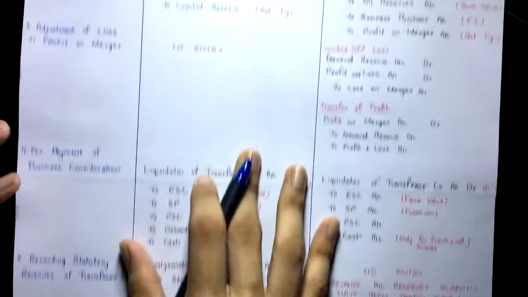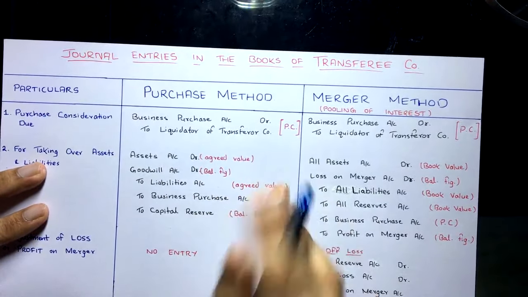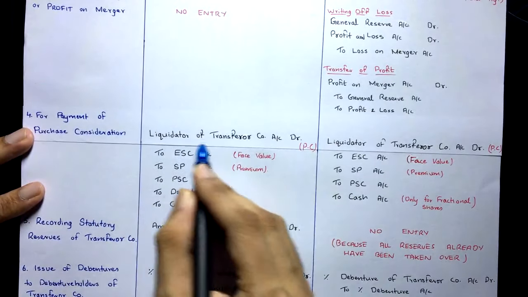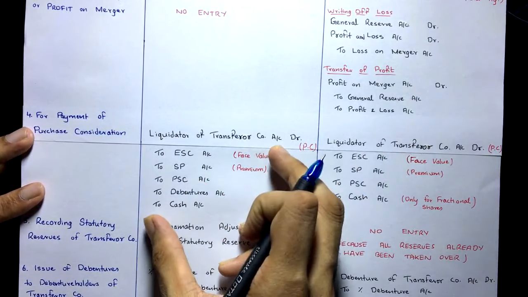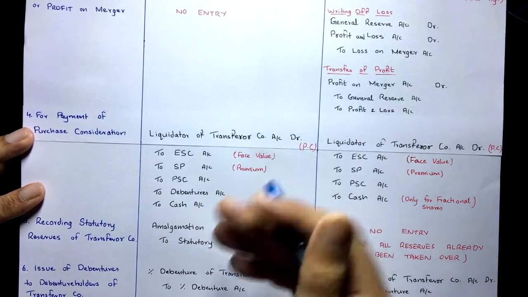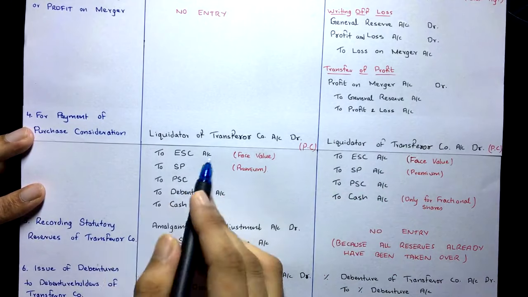So you have to debit that. You have to cancel that account. Liquidator was credited because liability was increasing. Now you have to reduce that liability by debiting liquidator of transferor company account. Simple. And then what have you paid to the transferor company? Purchase consideration can be in many forms, right? So in whatever forms you have made the payment, you have to take all that to equity share capital.